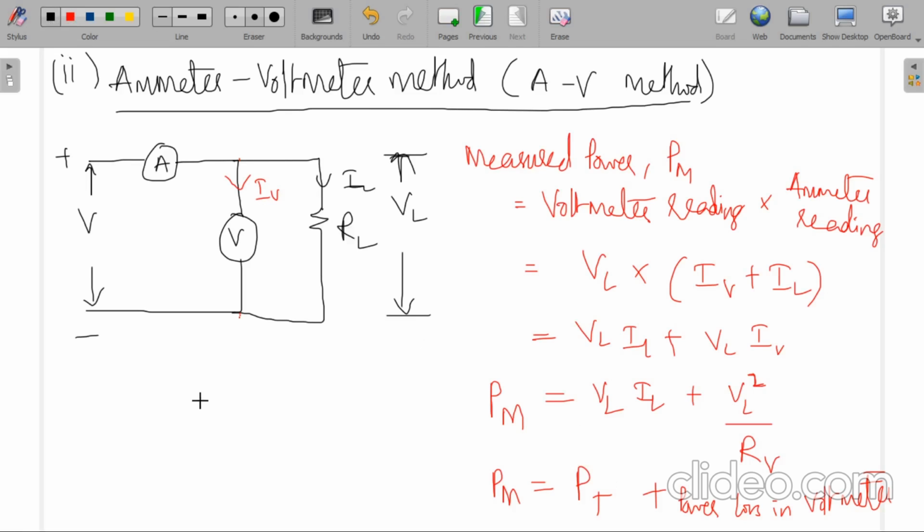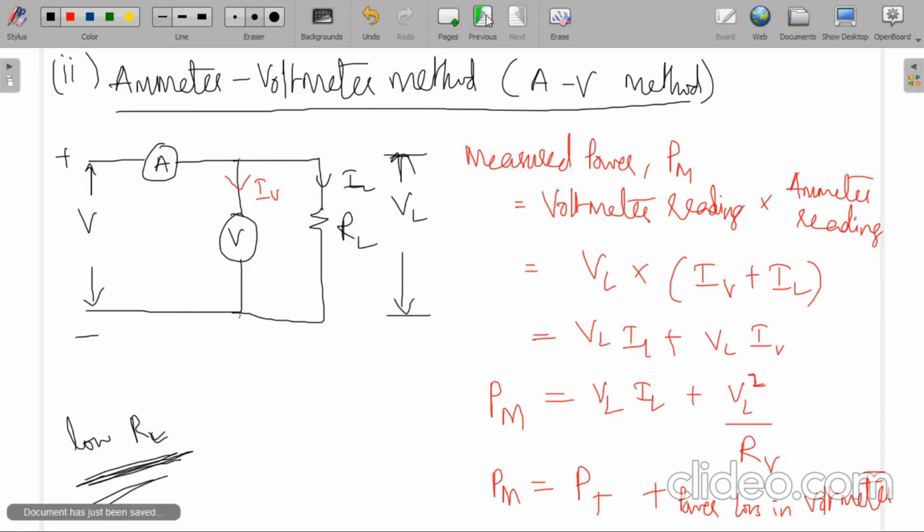This method is suitable for the measurement of low resistive loads. If RL is low, the power loss will be less. So this method is suitable for the measurement of power in a circuit consisting of low load resistance.